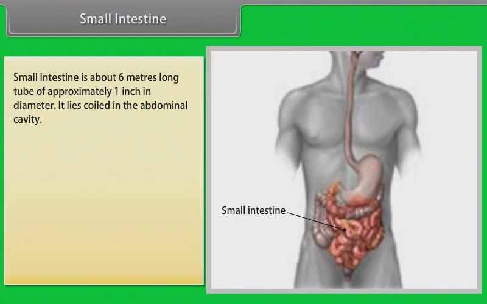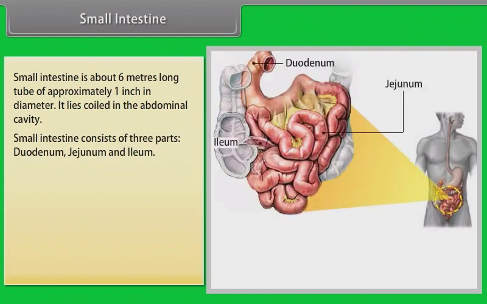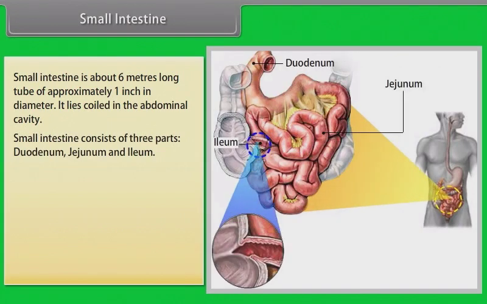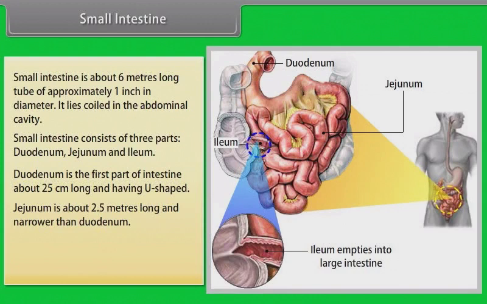Small intestine. Small intestine is about 6 meters long, a tube approximately 1 inch in diameter. It lies coiled in the abdominal cavity. Small intestine consists of 3 parts: duodenum, jejunum and ileum. Duodenum is the first part of the intestine, about 25 centimeters long and U-shaped. Jejunum is about 2.5 meters long and narrower than the duodenum. The jejunum and ileum do not have a clear-cut separation.